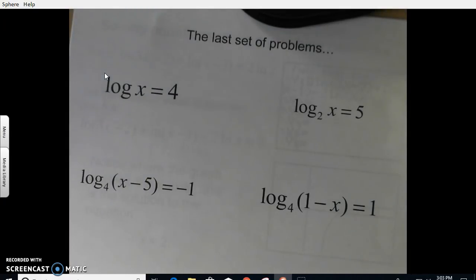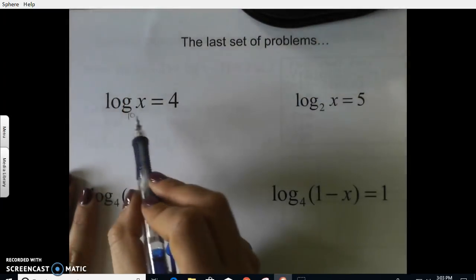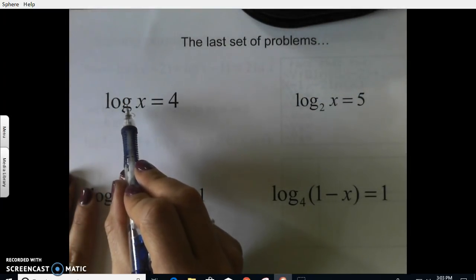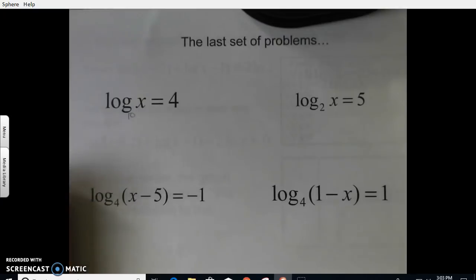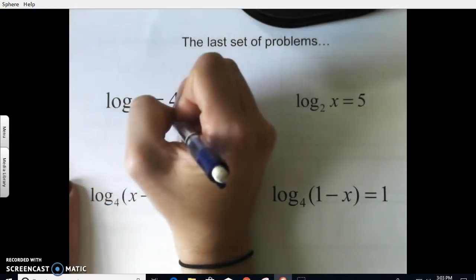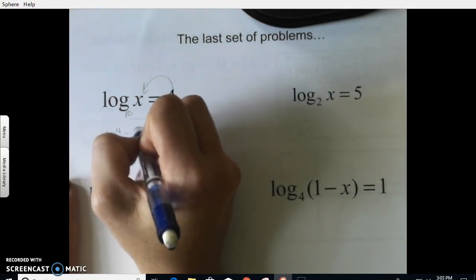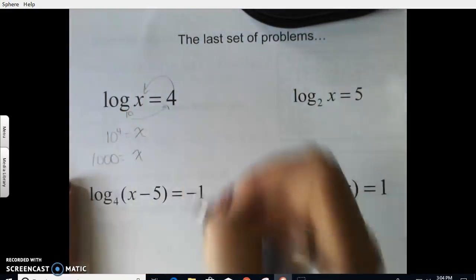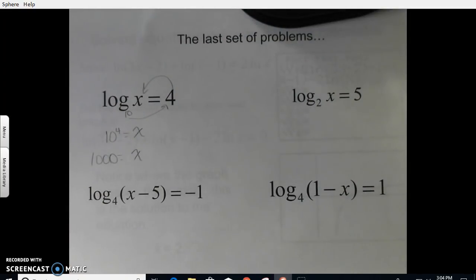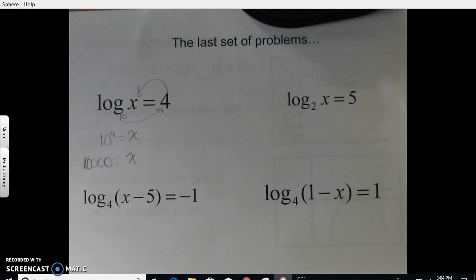So let's try some more. This is 10. So if we're in log form, we need to go to exponential form in order to solve. If we're in exponential form, we're going to go to log form to solve. So 10 to the 4th power is equal to x. Therefore, x is equal to 1,000. I'm sorry, 10,000. Forgot one of the zeros there.